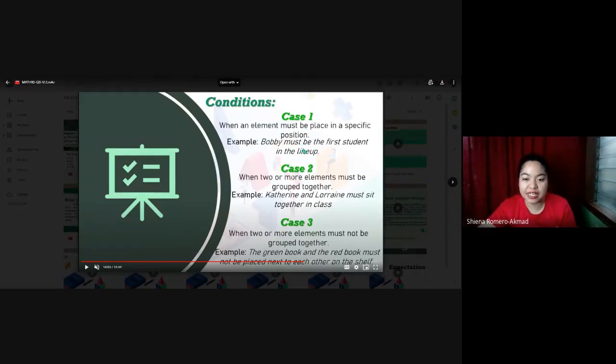So these are the cases, these are the conditions that you have to look for in each permutation. There are permutations where no certain conditions are given, but there are some with specified conditions. So these are they. Case number 1, specific position. Case number 2, group together elements or objects. Then case number 3, objects or elements must not be grouped together. Okay?